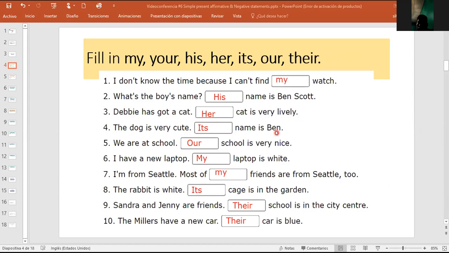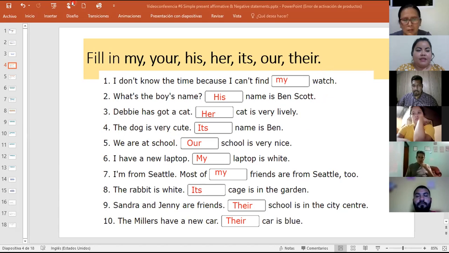The dog is very cute. Its name is Ben. Very cute. Its name is Ben. Very good, thank you.